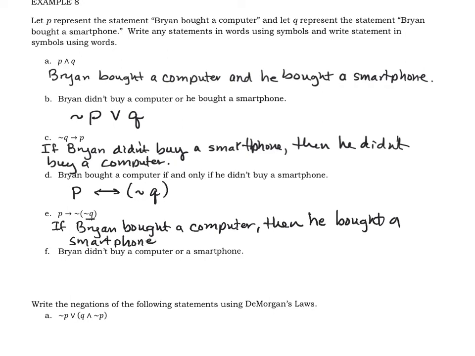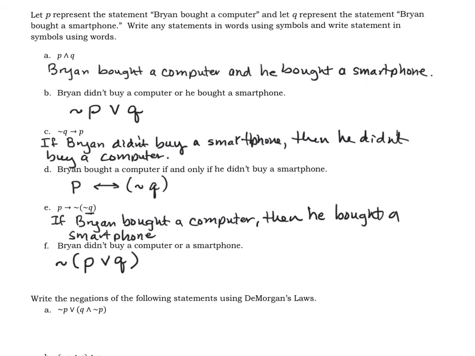Okay. Brian didn't buy a computer or a smartphone. Okay. So he didn't buy a computer or a smartphone. So or is a disjunction and smartphone is Q. Okay.